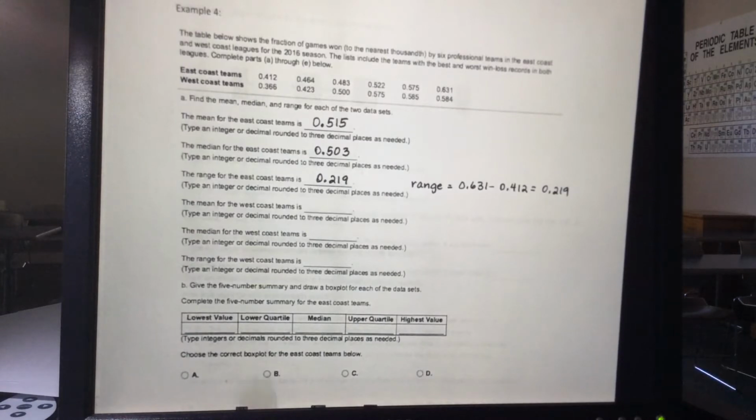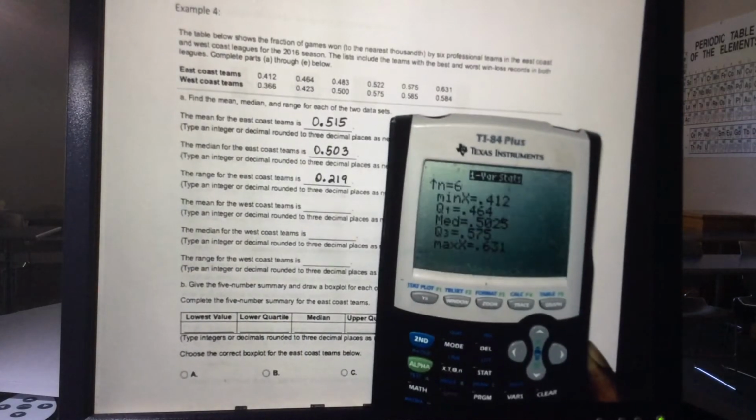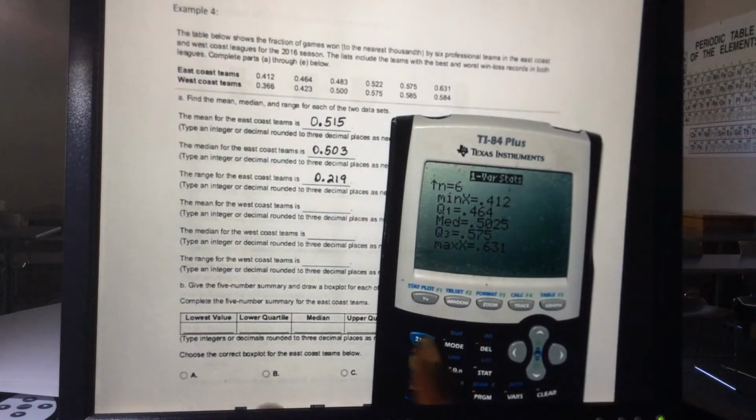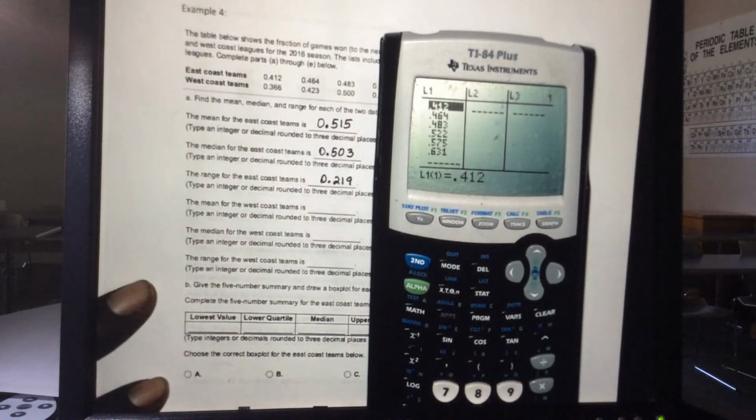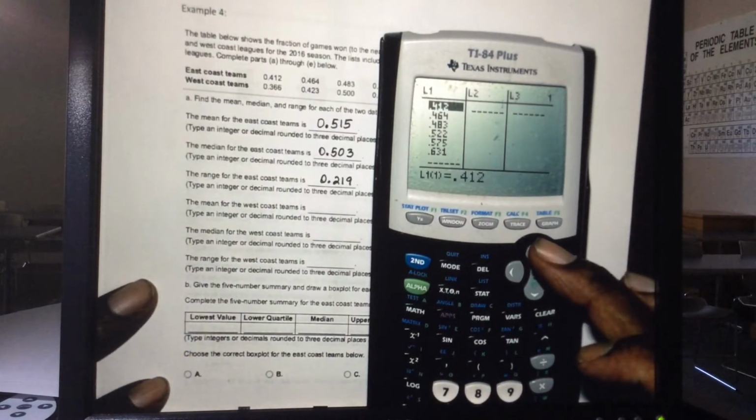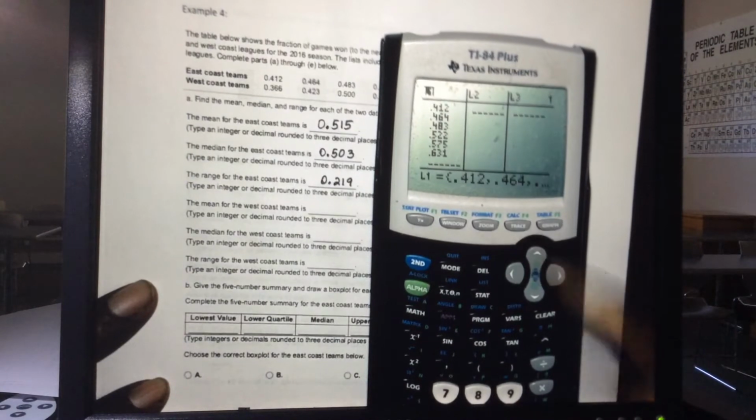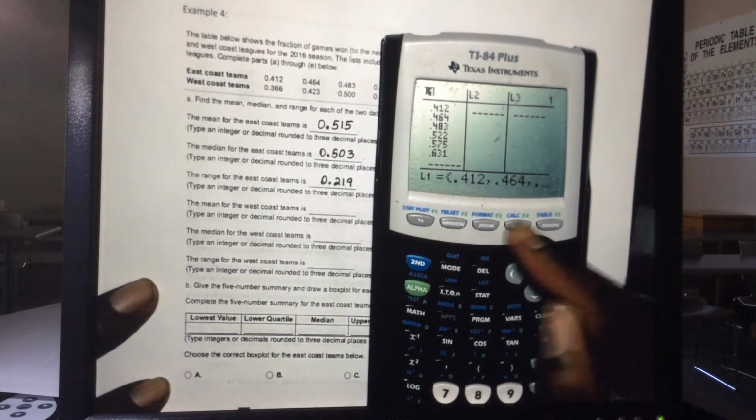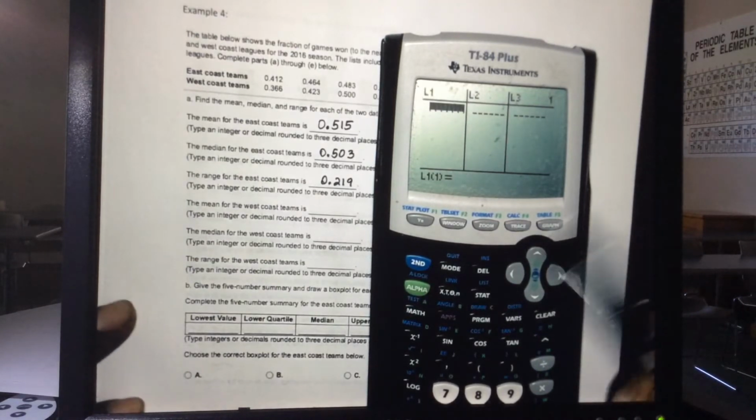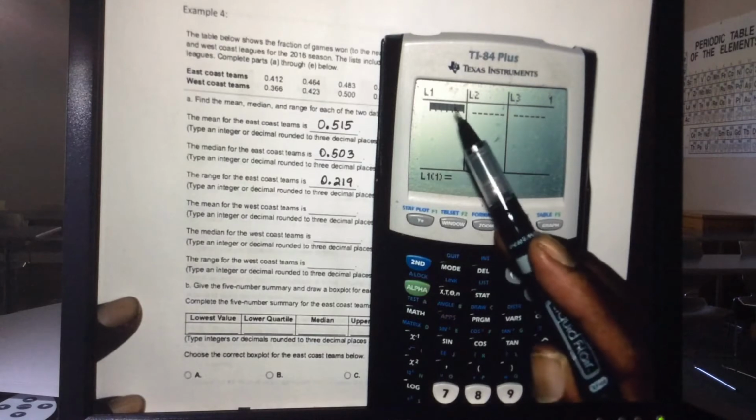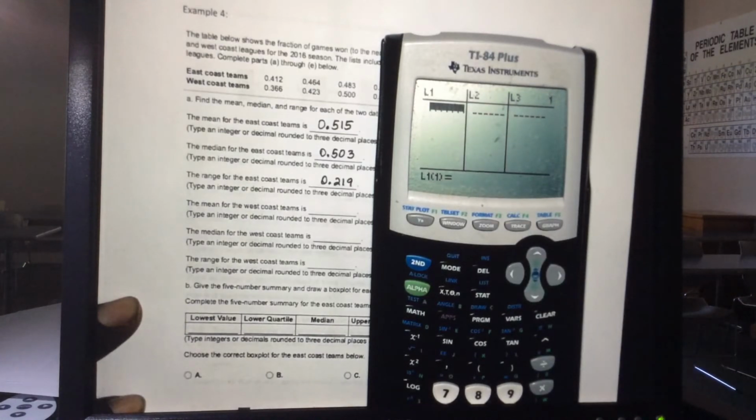Okay, now let's look at the West Coast teams. We need to change our data set here. So we go to Stat, press the Stat key, and then we're going to edit, so we need to select number 1. We're going to clear this out by using the up arrow key to highlight L1, press clear and then enter.